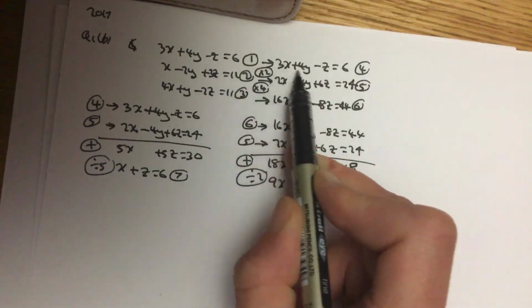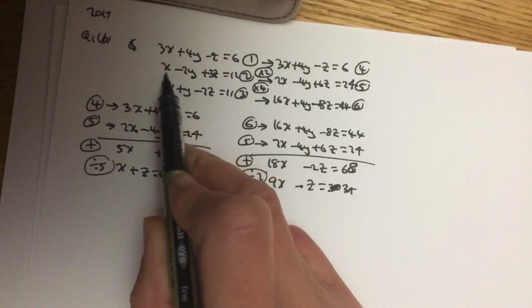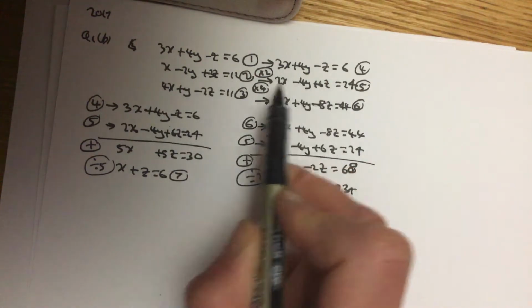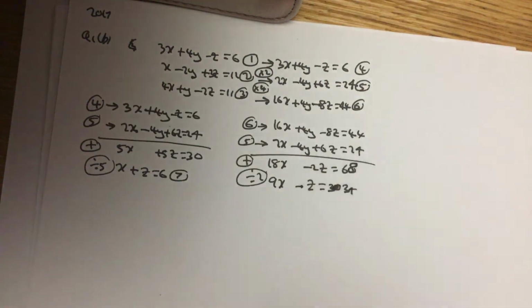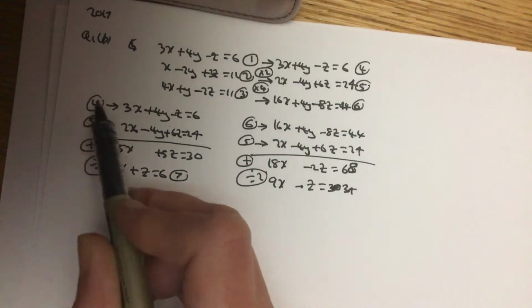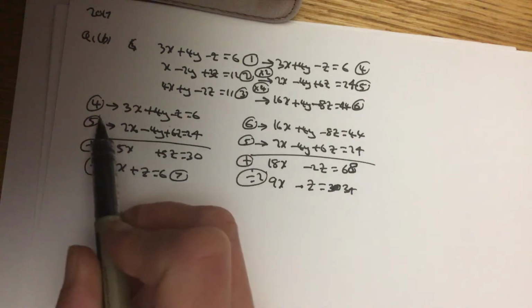This one didn't have to change. This one you had to double everything, so make sure you double all the numbers. And this one had to times everything by 4, so times all the numbers by 4. Then you choose any two pairs. So I chose 4 and 5, and then 6 and 5.